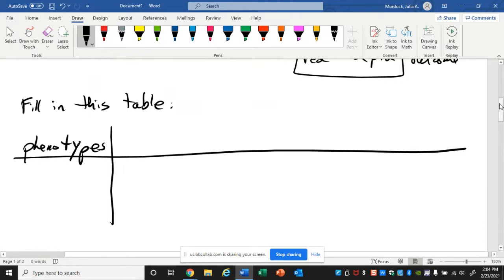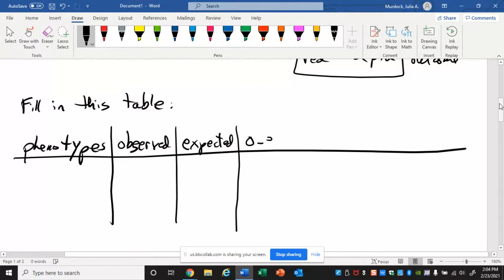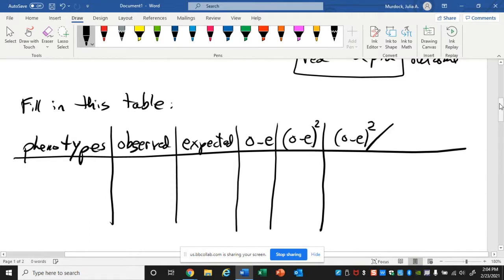All right, we're going to put observed data in the first column. We're going to put our expected data based on those observed numbers in the second column. We're going to subtract one from the other in this column. We're going to take that number and square it in the next one. We're going to take that squared number again and divide it by the expected and put it in the last column. Each thing is building on the thing before, okay?